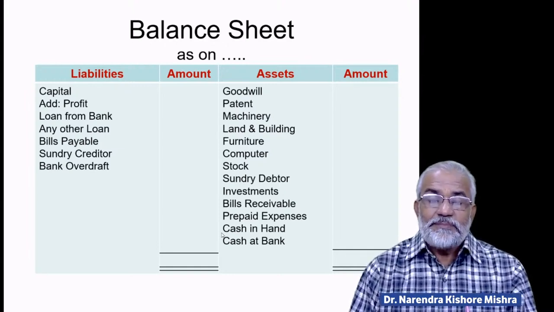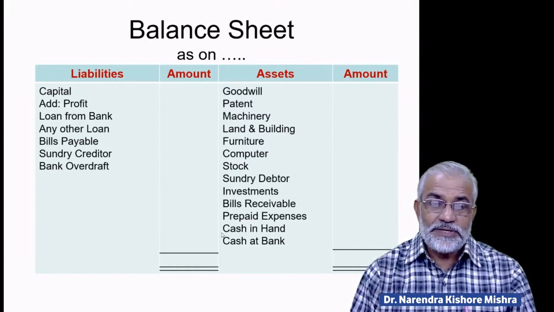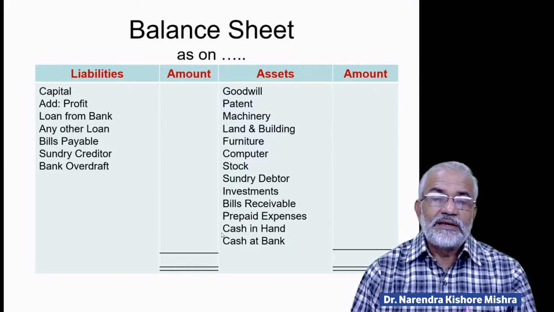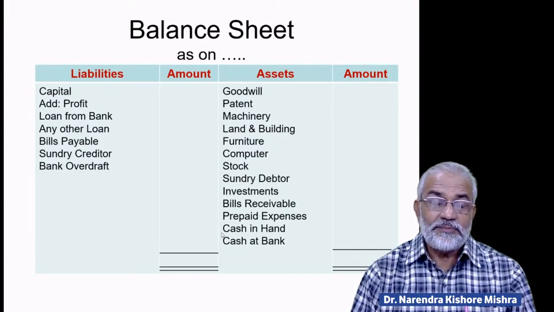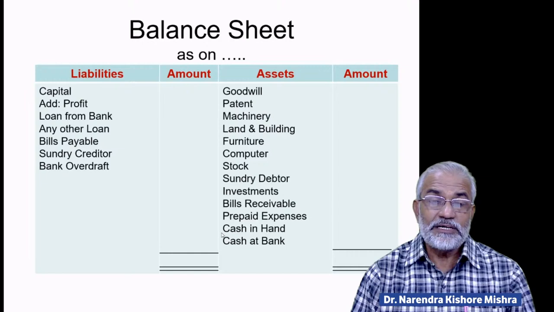When we prepare the balance sheet, we take the net profit or net loss from the profit and loss account, and that is adjusted with the capital account of the organization on that particular day. If there is net profit, it has to be added to the capital, and if there is net loss, it has to be deducted from the capital to find out the net capital at the end of the period.